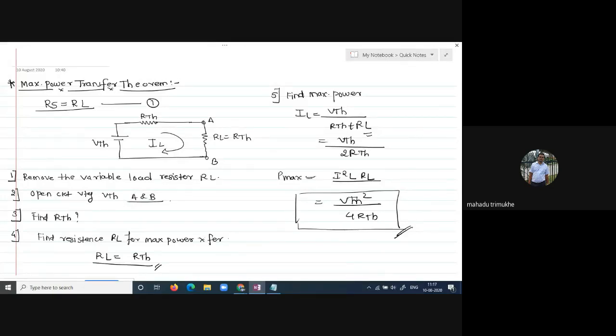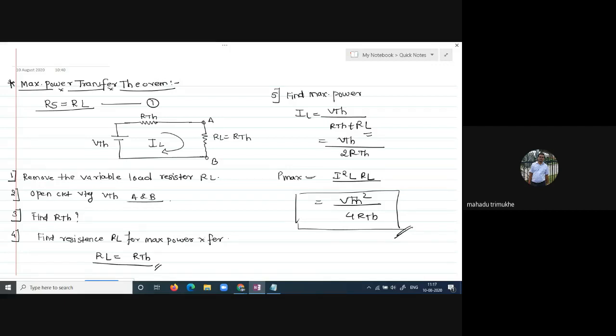For a mixed source, you short circuit the open circuit and find the short circuit current. But at that time, don't turn off your voltage source; it should be turned on. For calculating, RTH is nothing but VTH divided by IN.